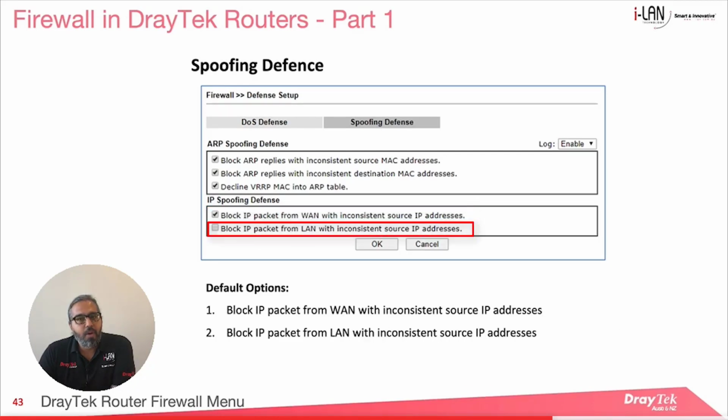And second, block IP packets from LAN with inconsistent source IP addresses. When receiving packets from the LAN, and with this option enabled, the router will check if the source IP and the coming LAN interface seem reasonable. If not, the router will drop the packet and add an entry to the log.